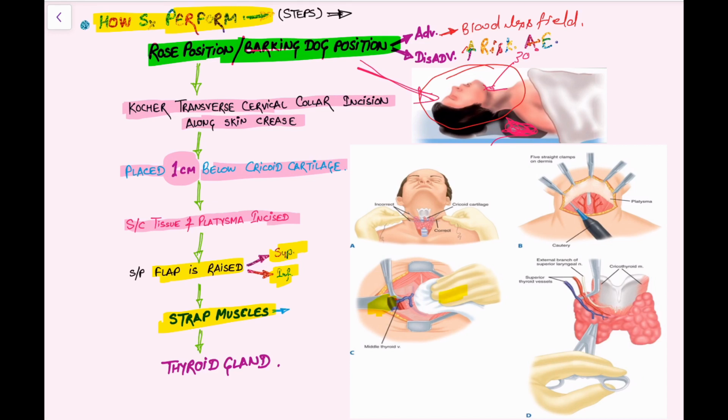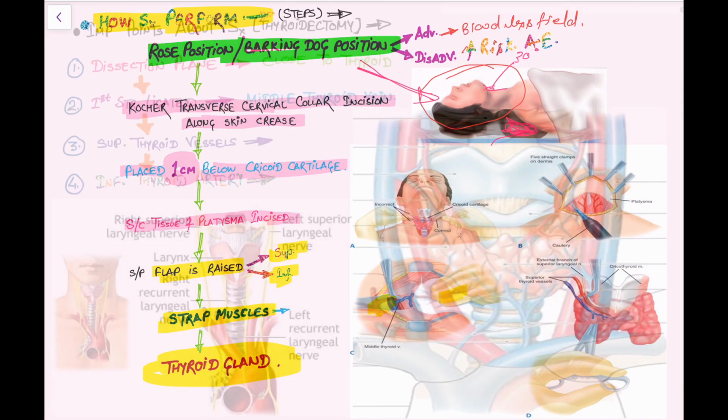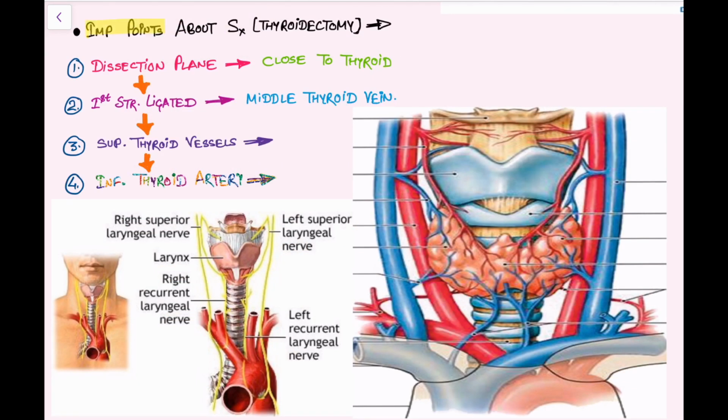Okay, so now we can see our patient's thyroid gland. We are going to discuss here some important points about thyroid surgery or thyroidectomy. In this case, whenever we are going to visualize the thyroid, our dissection plane should be close to thyroid.